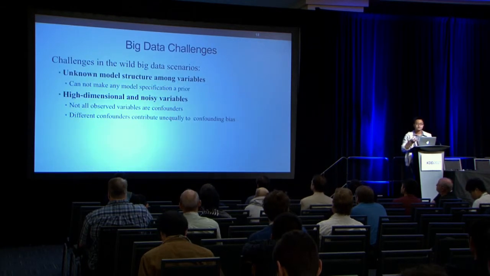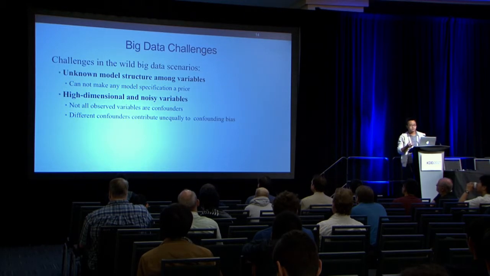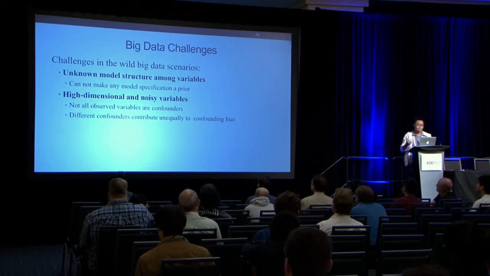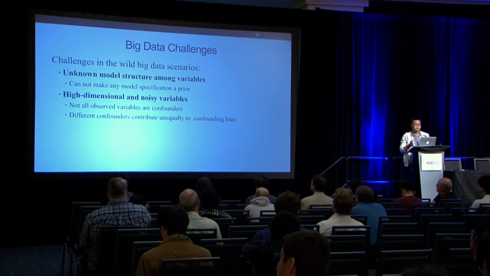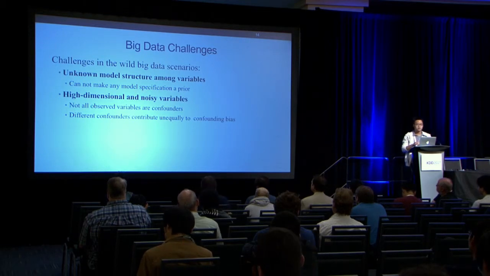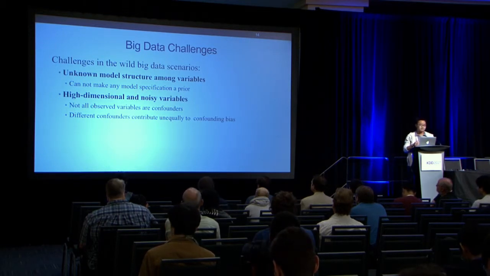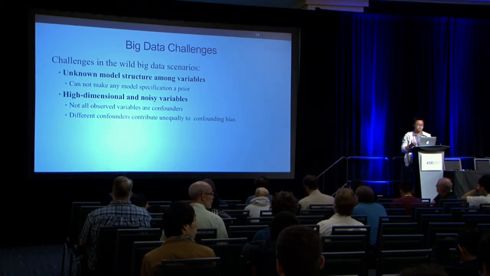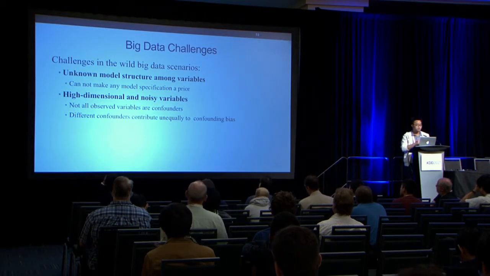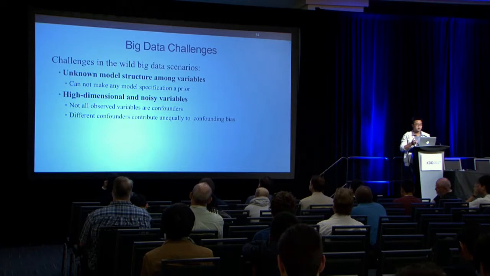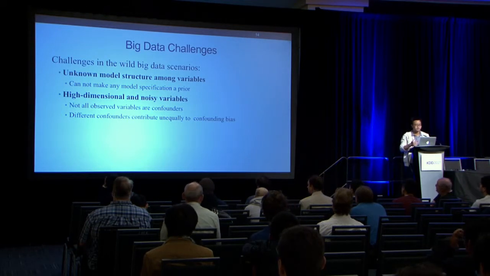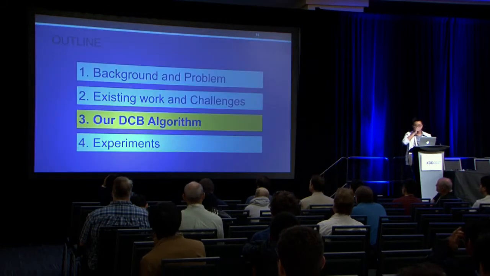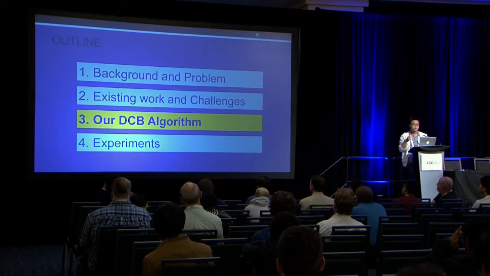So to estimate the treatment effect in the big data scenario, we are facing challenges. The first is the unknown model structure among the variables, so we can't make any model specification. Second is the confounding effects from the high dimension and noisy variables, including that not all observed variables are confounders, and different confounders may contribute unequally to the confounding bias in data. To address these challenges, we propose a differentiated confounder balancing algorithm.